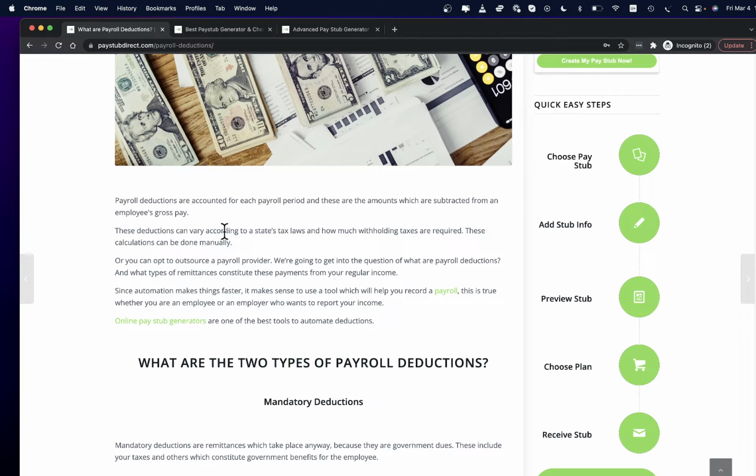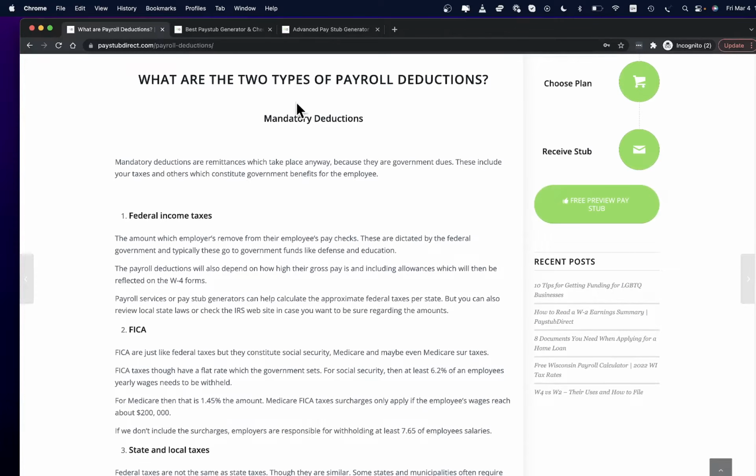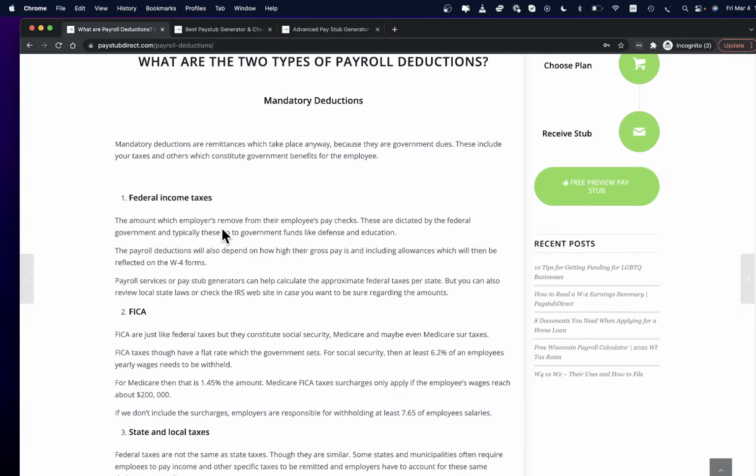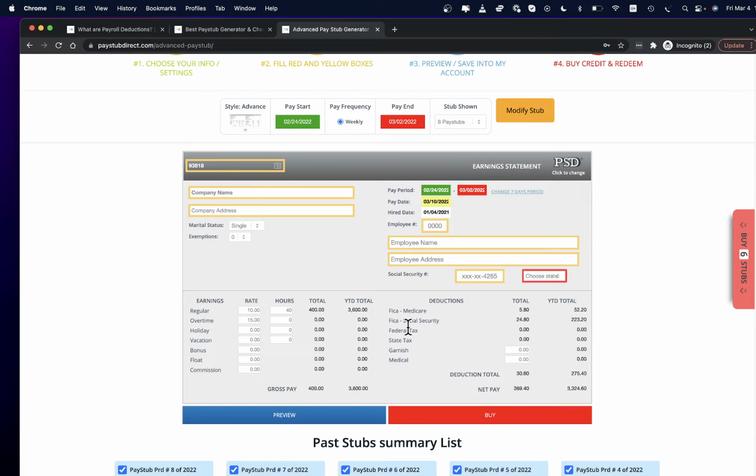You can figure that out on your own, or outsource it to a payroll provider like us, for example, the link is below, of course. We do that for you, or you can figure it out on your own in a spreadsheet. So let's divide the different types of payroll deductions. Number one is the mandatory. Mandatory are federal, state, FICA, and court ordered. You can see those here. FICA is broken into two, Medicare and Social Security, then your federal tax and your state tax. And of course, there's the garnishment, or if you add medical on there as well.